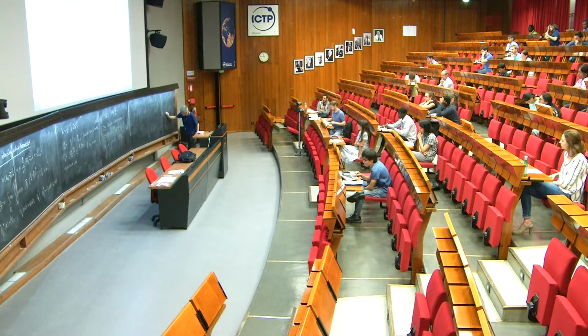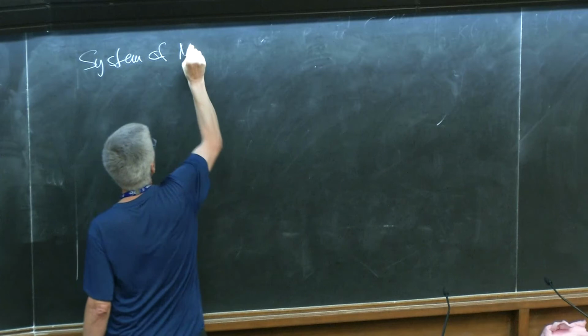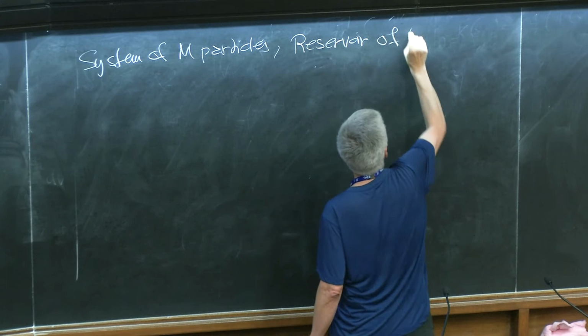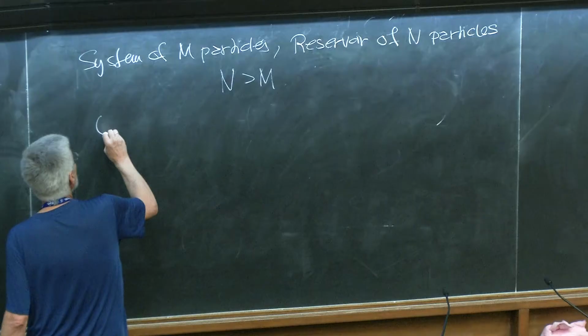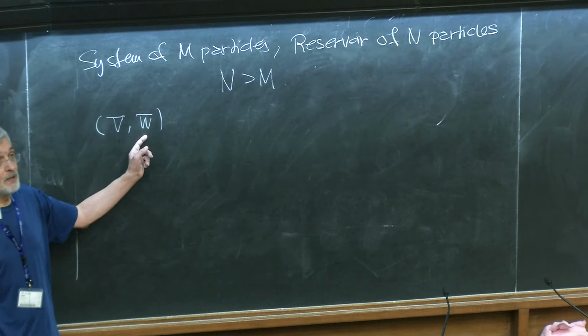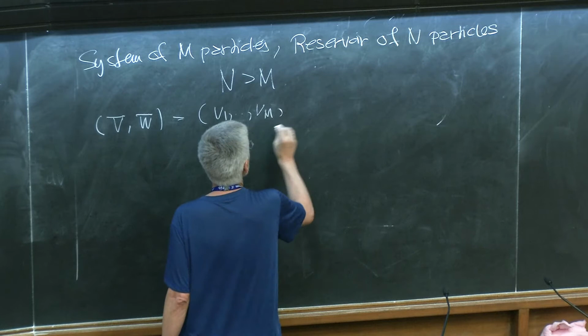So let's do that. So we have a system of m particles and a reservoir of n particles. And of course, we're going to assume that n is certainly bigger than m, right? Now let me write down some notation. The velocities of the particles in the system I call v, and the velocities of the particles in the reservoir, w. Counted this way, it has some notational advantage to go from m plus 1 all the way to w m plus n. Okay.